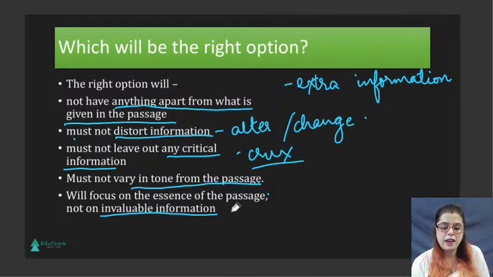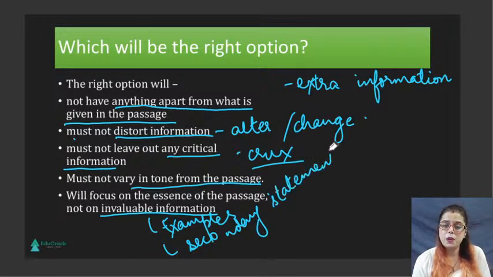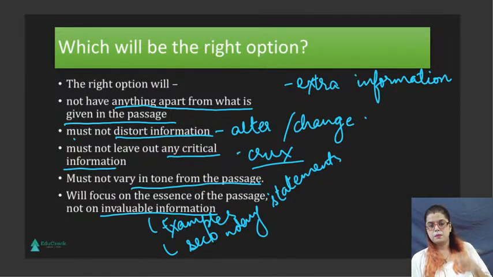What exactly are invaluable information? The examples are what you can say are the invaluable information in a passage. So it will not focus on an example. It will not focus on secondary statements or supporting statements. So invaluable information can be examples or secondary statements which are not really relevant to what the passage is trying to say.